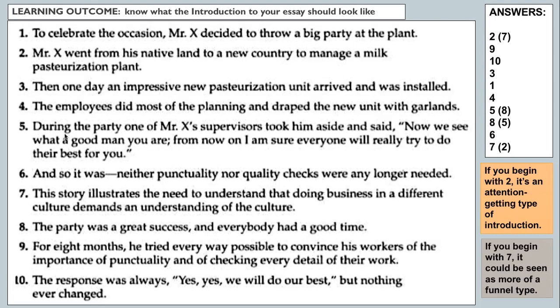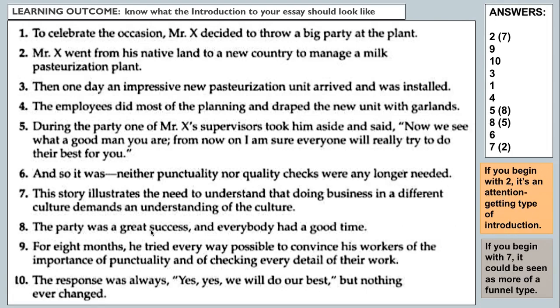And now here you could put in 5 or 8. During the party, one of Mr. X's supervisors took him aside and said, "Now we see what a good man you are. From now on, I am sure everyone will really try to do their best for you." Or, the party was a great success and everybody had a good time. And so it was. Neither punctuality nor quality checks were any longer needed.